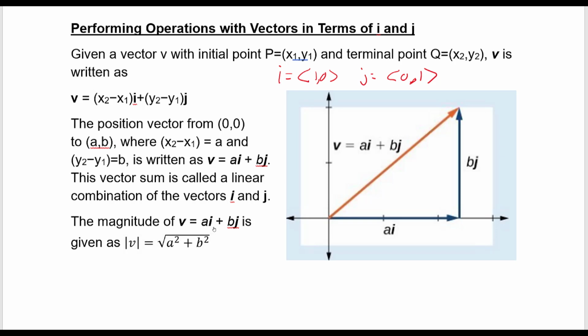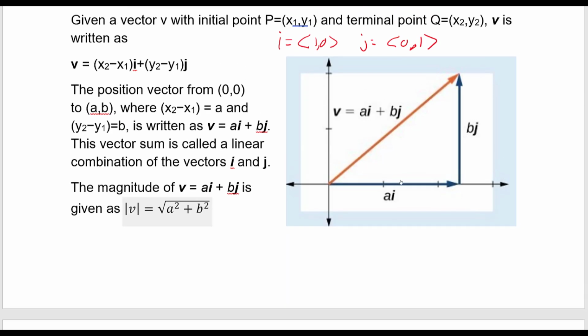So the magnitude of v, which is ai plus bj, is the square root of a squared plus b squared. And here's a visual representation. So you have the vertical component, the horizontal component, and that's your vector there.